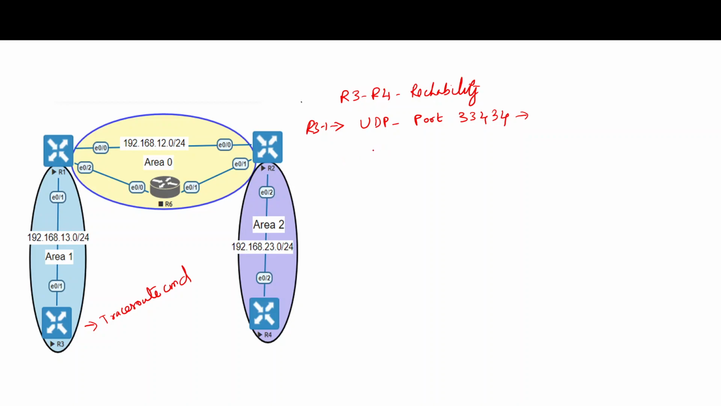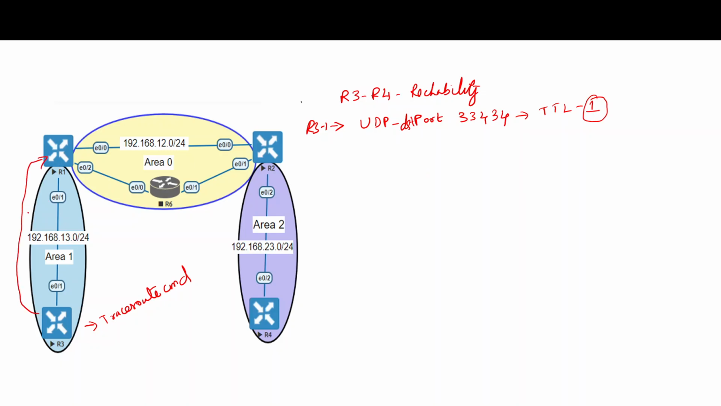I have done the capture, so we will go through the captures one by one after the explanation. It will initiate a UDP packet with this destination port, and then it will use a TTL value of 1. When it initiates, it doesn't know how many hops away the destination is, so it uses a TTL value of 1. It will send the packet from R3 to R1.